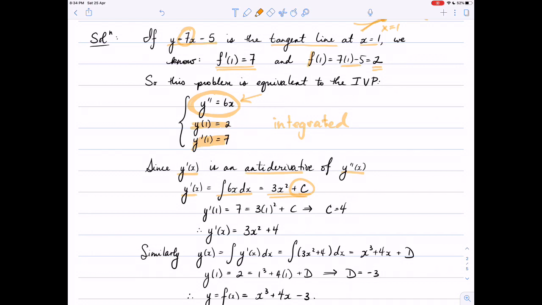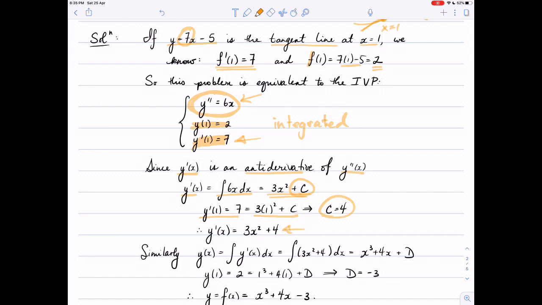So what did we do? We plugged in one of the conditions, namely this one, to solve for c. So y prime of 1 equals 7. Plugging in 1, you get 3 times 1 squared plus c. If that has to equal 7, then c is 4. So we have now the first derivative.